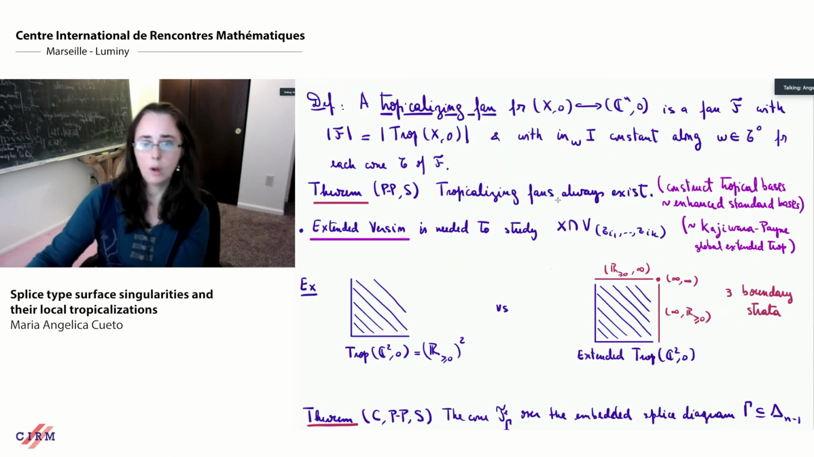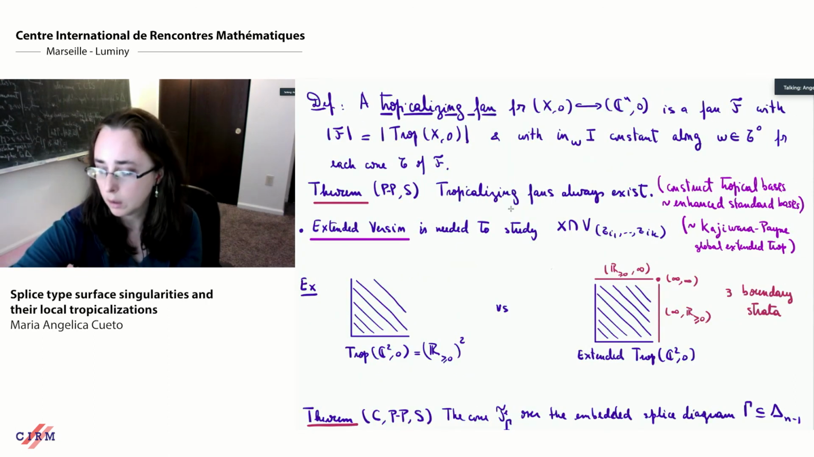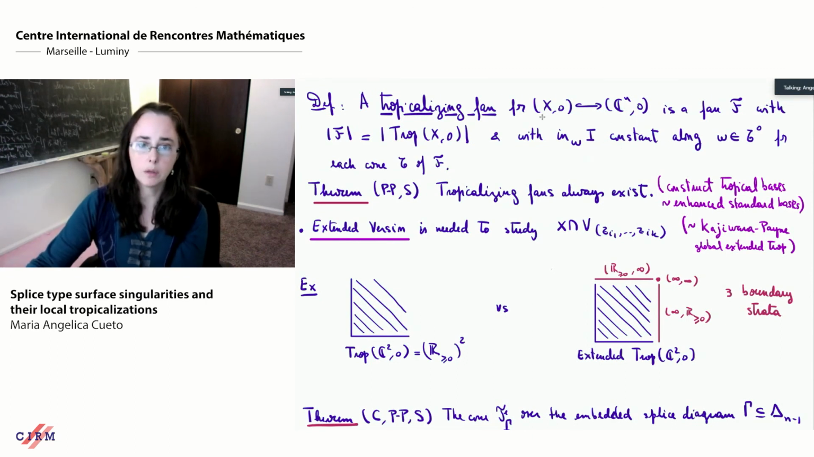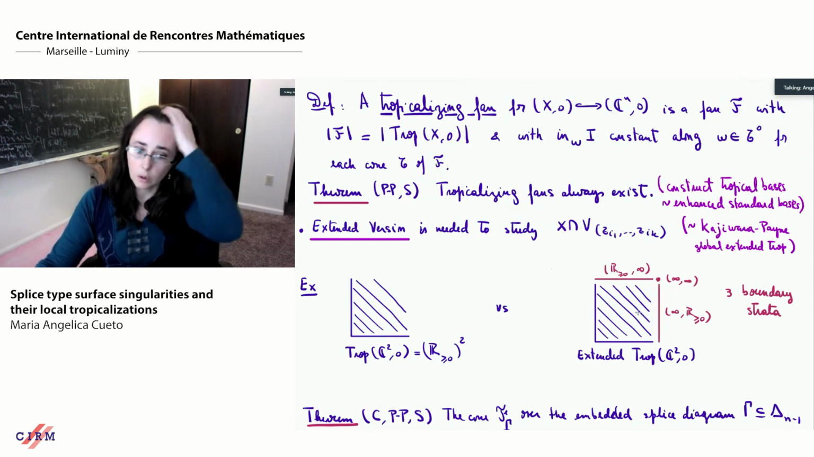Okay, and so then the tropicalizing fan basically is going to be a fan that is supported on the local tropicalization, and it can be refined so that the initial forms are constant along each cone of your fan. The theorem is that the tropicalizing fan always exists, and if you want to look within the compact setting, you will have to look at not just non-negative tropicalizations, but you need an extended version that considers toric boundary strata.